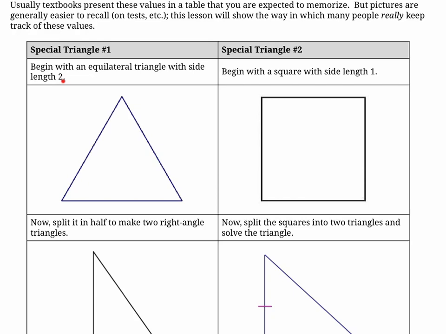It says that we're going to begin with an equilateral triangle with side length of 2. So I know that this guy is 2, this guy is 2, and this guy is 2. And in our other shape, we're starting with a square with side length 1. So I know this guy's 1, this guy's 1, this guy's 1, and this guy's 1.